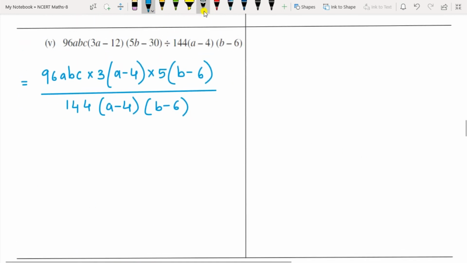Now in this question again, here we have taken out 3 common from this one and 5 from this bracket. Okay. So here a minus 4 and b minus 6 will get cancelled. Now you can do the division of this one. This is 3 ones are 3, 3 fours are 12, 3 eights are 24, 48 ones are 48, 2s are 96. So the remaining is 2abc. That's the answer.